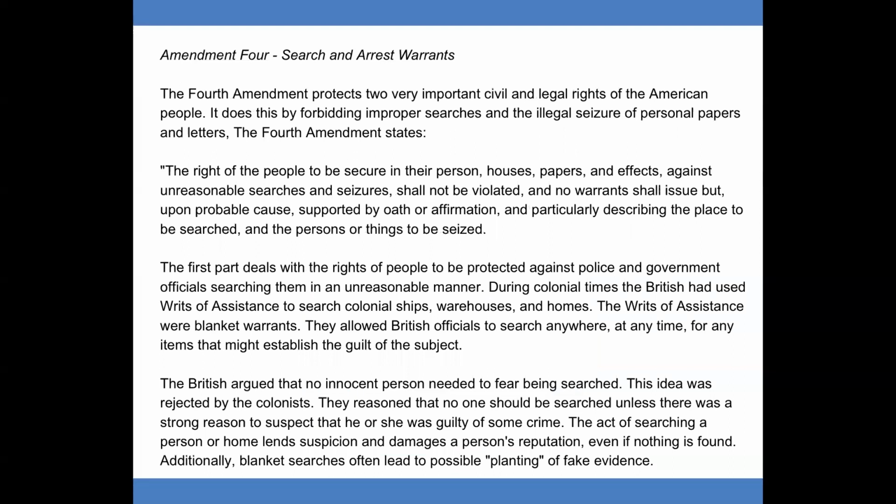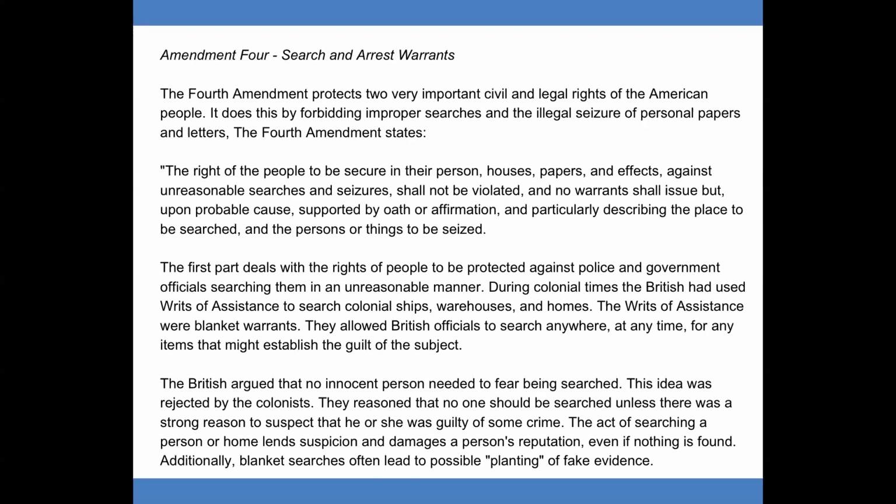Amendment 4, Search and Arrest Warrants. The Fourth Amendment protects two very important civil and legal rights of the American people. It does this by forbidding improper searches and the illegal seizure of personal papers and letters. The Fourth Amendment states, "The right of the people to be secure in their persons, houses, papers, and effects against unreasonable searches and seizures shall not be violated, and no warrant shall issue but upon probable cause, supported by oath or affirmation, and particularly describing the place to be searched and the persons or things to be seized."